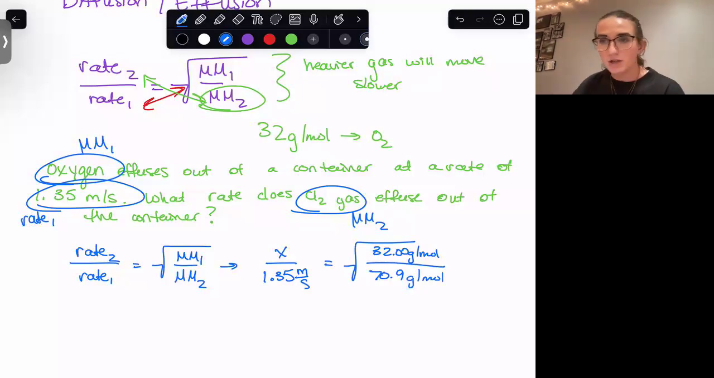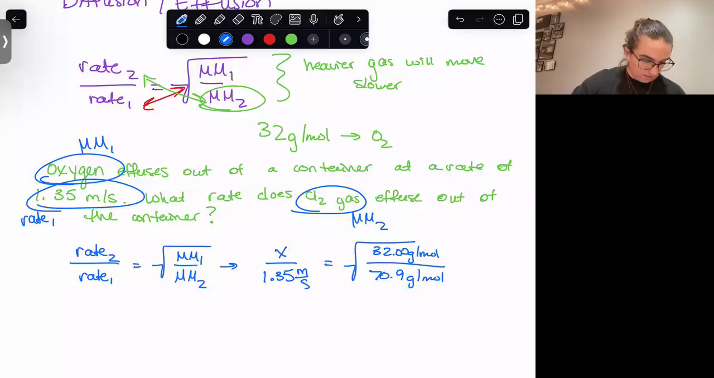And so before you even plug this into your calculator, what are we expecting the rate of the chlorine gas to be? Should it be greater than 1.35 or less than 1.35? It should be less than, right? We just said that your heavier molar mass will move slower. So the rate at which chlorine will effuse out of this container is going to be slower than the oxygen molecules, because the oxygen particles are moving faster and they're able to escape faster.